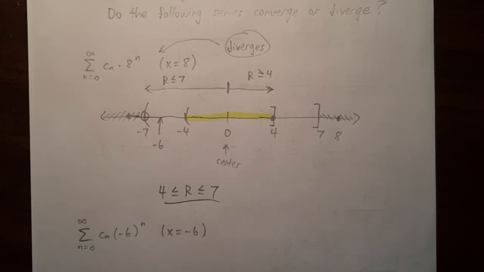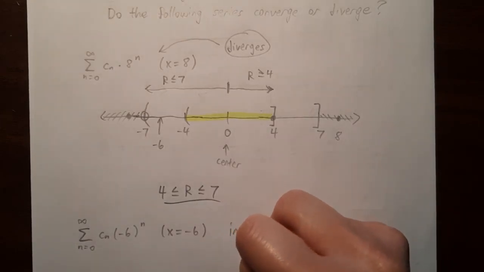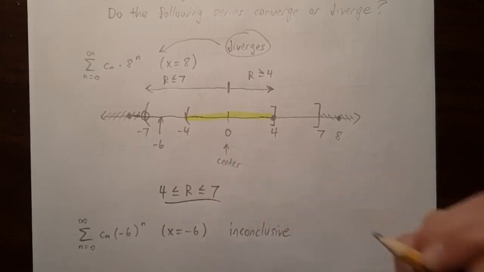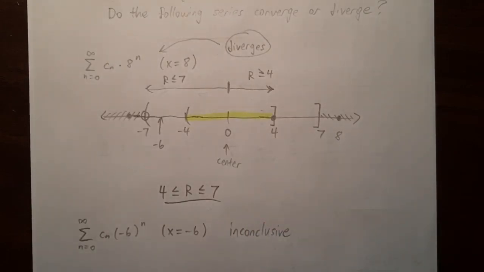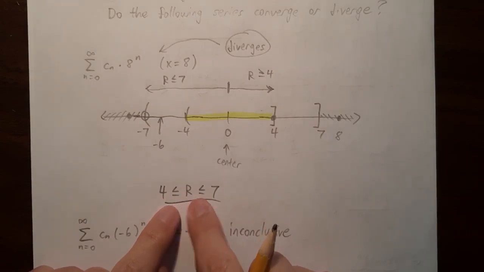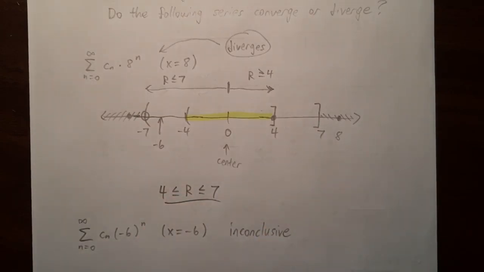So the answer here, in this case, is it's inconclusive. We just don't have enough information to decide. -6 happens to fall within the range of possible R values, and so we don't know.